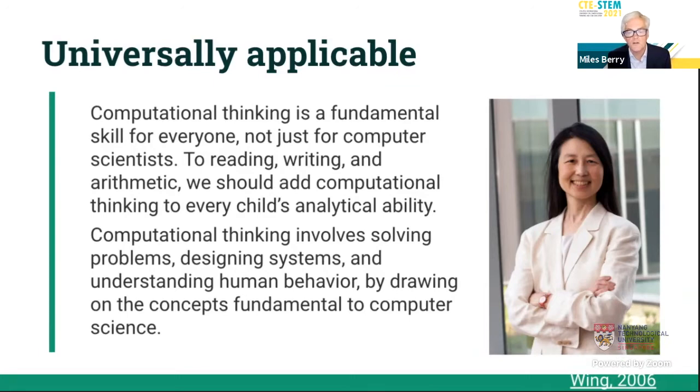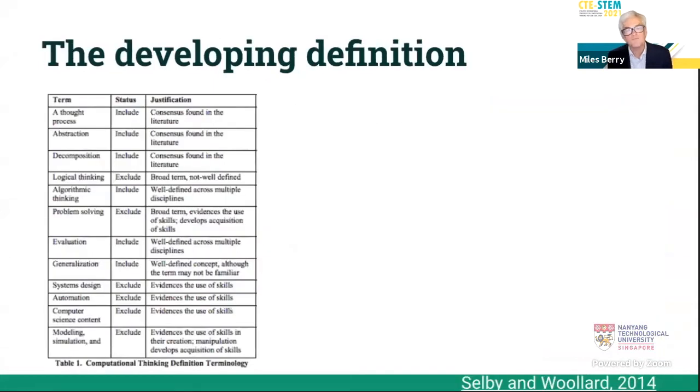She says it involves solving problems, designing systems, understanding human behavior by drawing on the concepts fundamental to computer science, which immediately begs the question, what are these concepts fundamental to computer science? Would you count binary as a concept fundamental to computer science? Wing certainly includes computability on that list. There are some things which are solvable, some things which are not. She includes abstraction on that list, this idea of managing the complexity of complex systems.